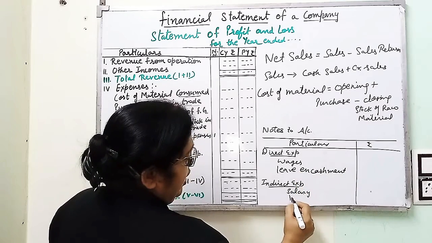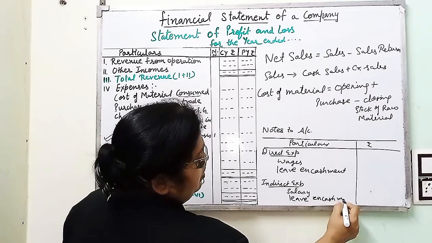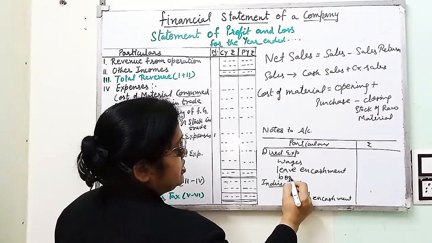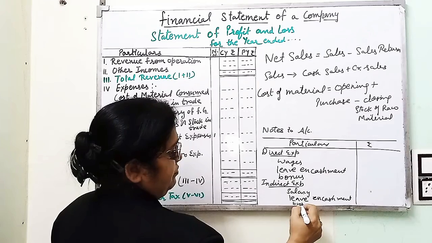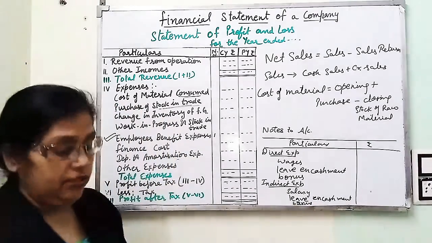Now other is leave encashment. Leave encashment can be entered on both the side, depends upon mode of payment. In the same way, bonus can be entered in both the side. Now I am explaining how they can enter in both the side.